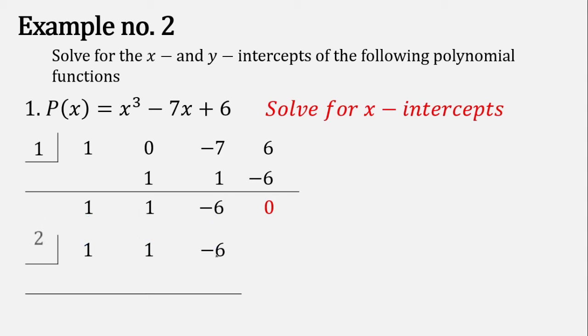This time, I will test 2. I will bring down 1. 2 times 1 is 2. Combine it, 3. 2 times 3 is 6. And that gives me 0.